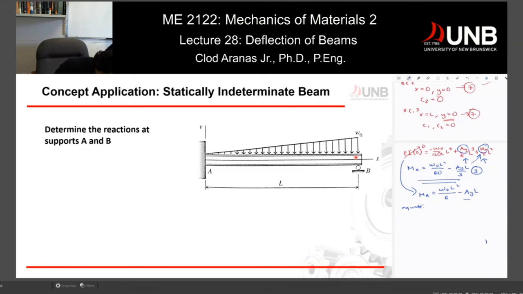Excuse me, Professor? Yep. Isn't the equation that you just wrote the one that is from equation 3, not the upper one?